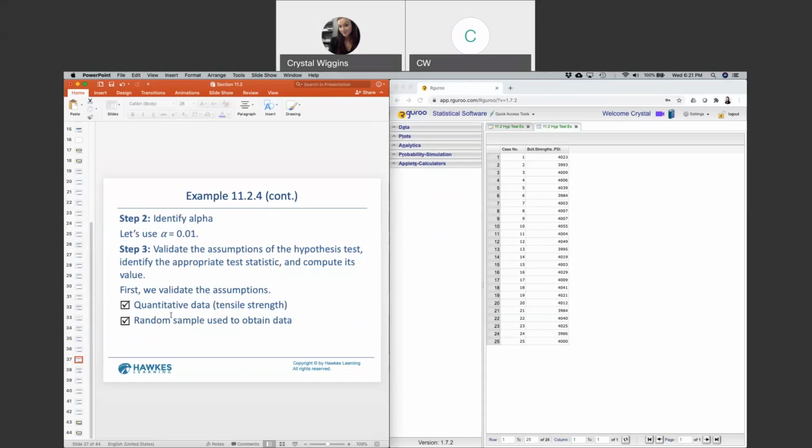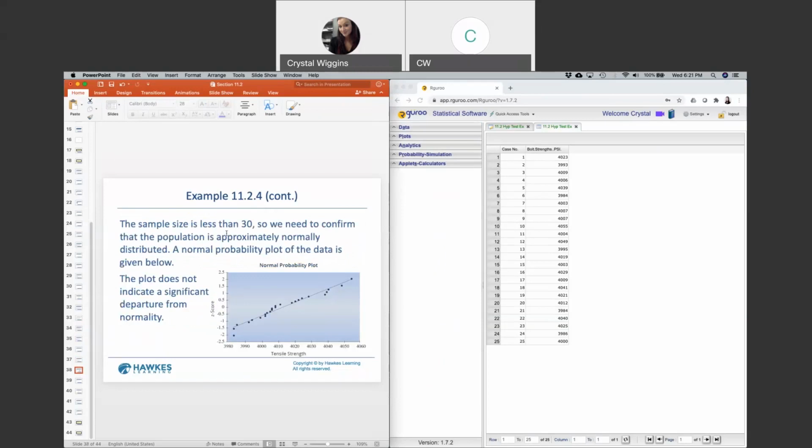Our assumptions, let's validate them. Are we quantitative? Yes. Are we randomly sampled? Yes. Now, because the sample size is less than 30 and nowhere in there did it mention that the population was normally distributed, a normality plot needs to be plotted. And we're looking for the dots to follow a linear line. If they don't show a linear pattern, then we would conclude that they do not come from a normally distributed population. Again, that's something we explore in much more depth in an advanced stats class, but it is important to know how we determine this if we had a sample set.